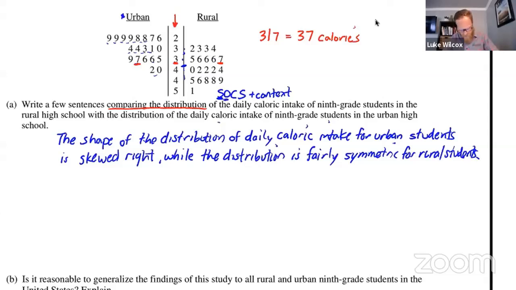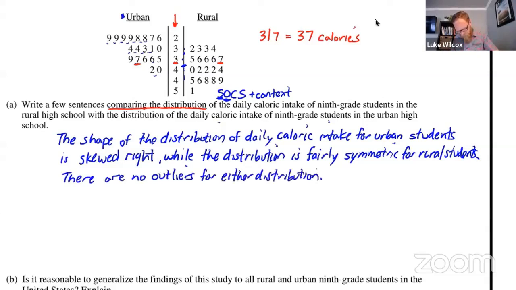All right, the next thing that we would want to comment on is any outliers that we might see. And I'm looking at both of these distributions, and I don't see any single values that are far away from the others. So I'm just going to go ahead and say that I don't see any outliers. I'm going to say there are no outliers for either distribution. All right, that takes care of outliers.